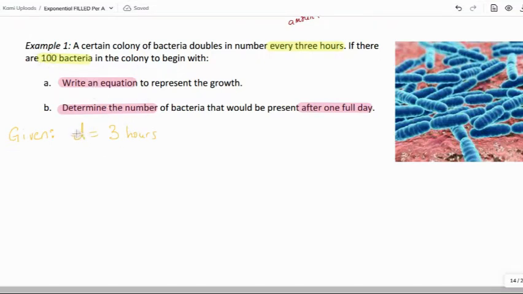Then we're told if there are 100 bacteria in the colony to begin with, what does that represent? Initial. Good. A naught. In physics, do they say naught? No? Not really, eh? Okay. I don't know where I got that from. You might hear me say A naught, and that represents the initial amount. So the initial population is 100 bacteria.